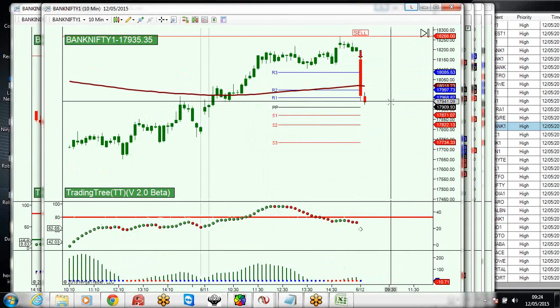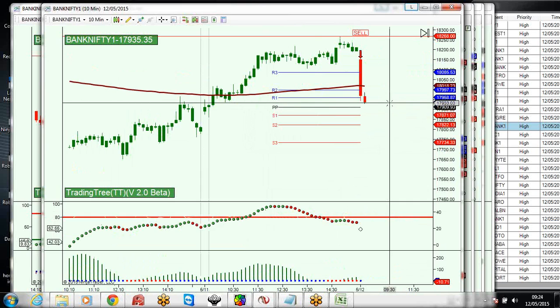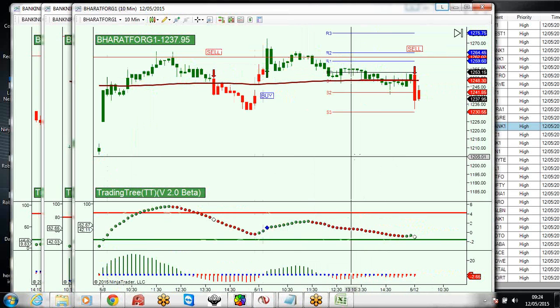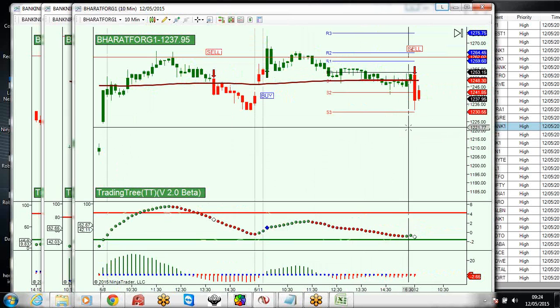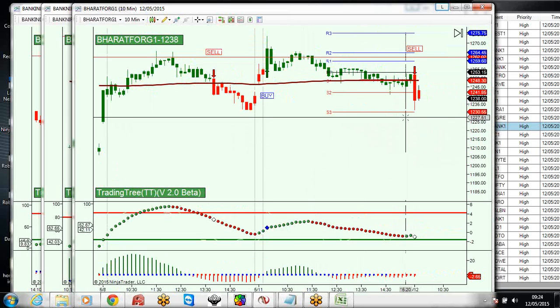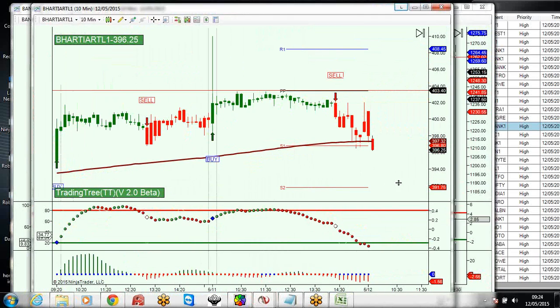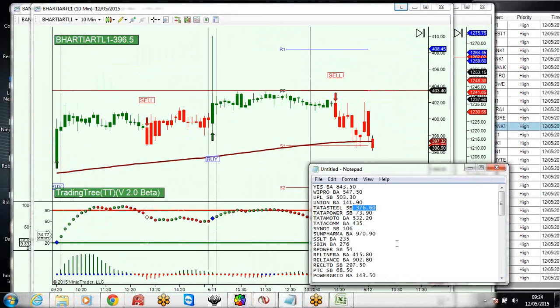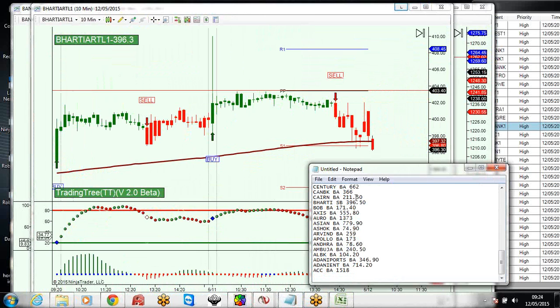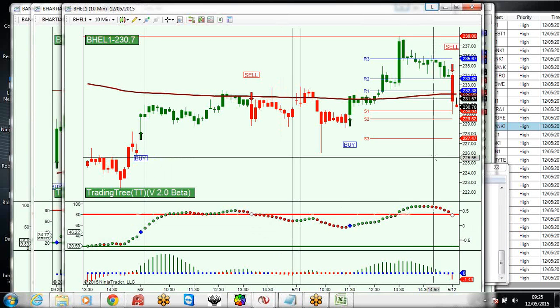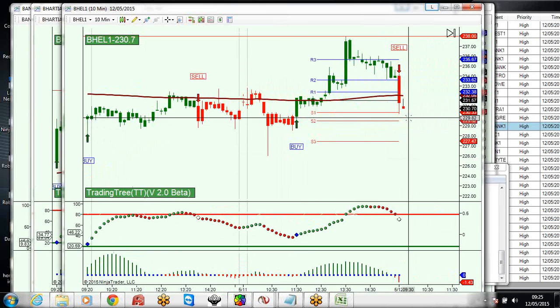So बैंक निफ्टी का कॉल चल रहा है, you can short it at 17933. Bharat Forge you can short it below S3, that is 1230. So भारती एयरटेल मैंने ऑलरेडी शॉर्ट करके रखी हुई है। 396.50. Now it is at 396.25. So BHEL you can short it at this level 229.80.